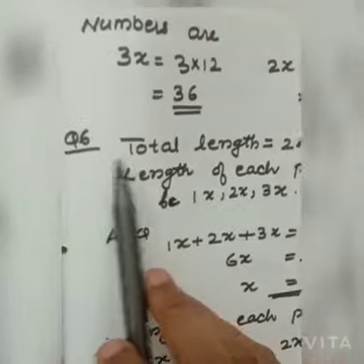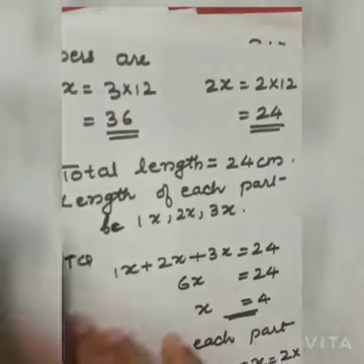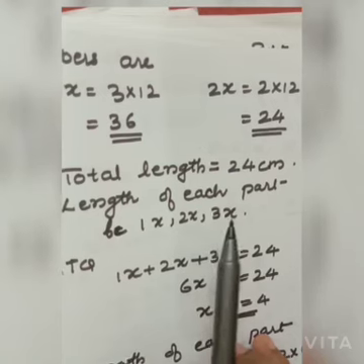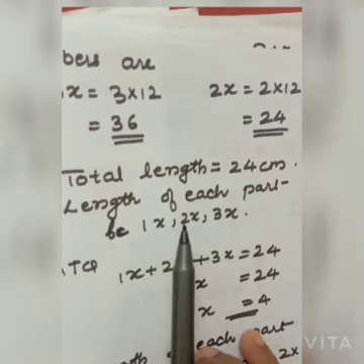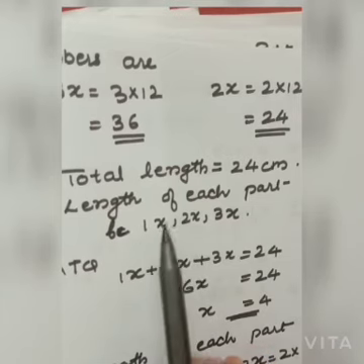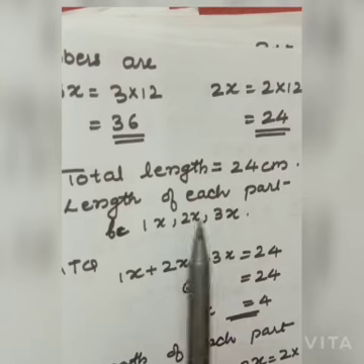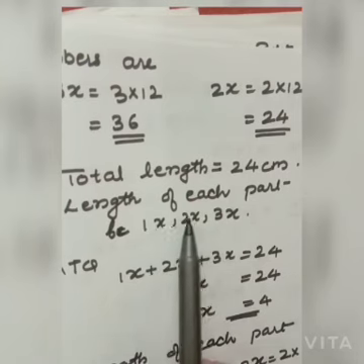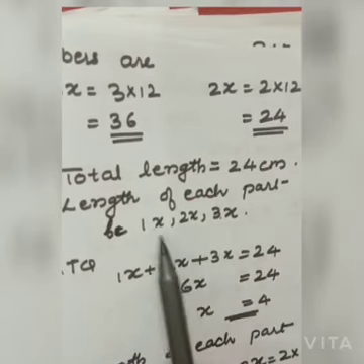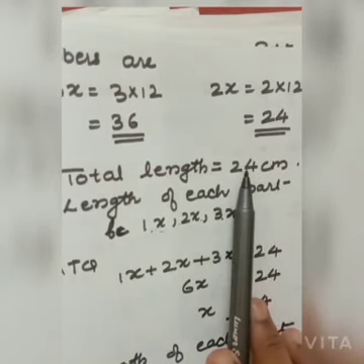Next, question number 6. Total length 24 centimeters. From that, 3 pieces are cut out in the ratio 1:2:3. Then you have to find out each piece's length. 1:2:3, you can suppose 1x, 2x, 3x. These are the cut pieces. When you add these cut pieces, you have to get the total length 24.